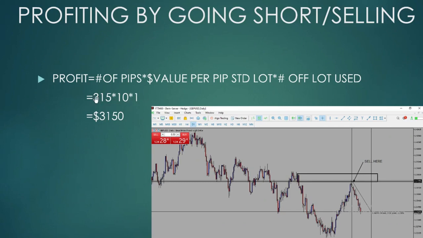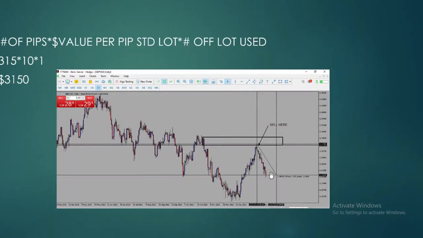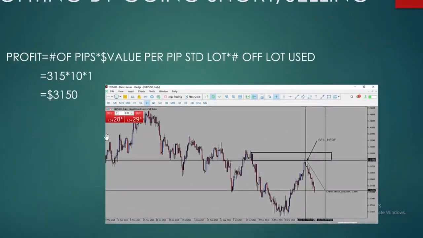Remember, we said for the more volatile pairs, or the pairs that we'll be trading mostly, the dollar value per pip for a standard lot is going to be 10, though you can check from time to time. Then the number of lots used here is going to be 1. So if you multiply 315 by 10, we are just adding a 0, so it's 3,150 US dollars. If you're going to take the trade from this point to that point on that time frame, you're going to make $3,150 from that move.